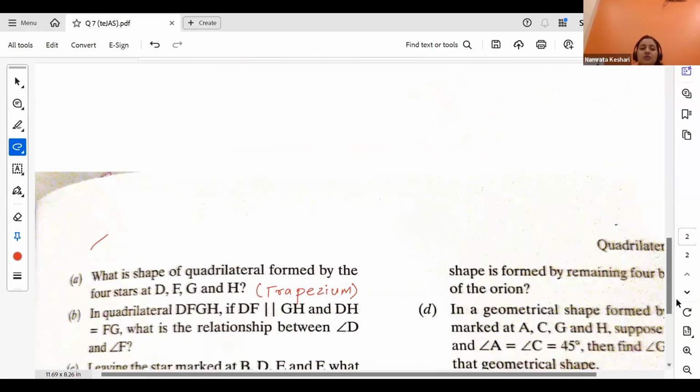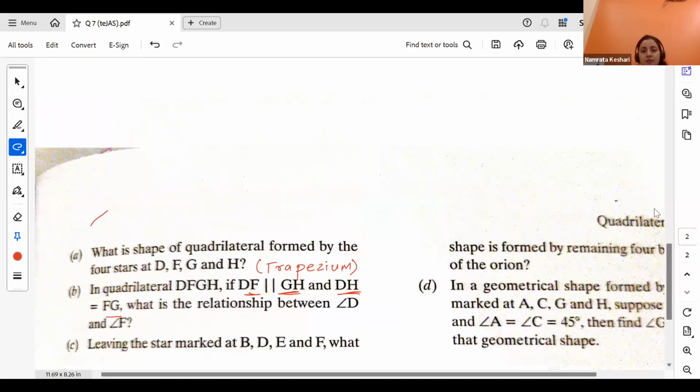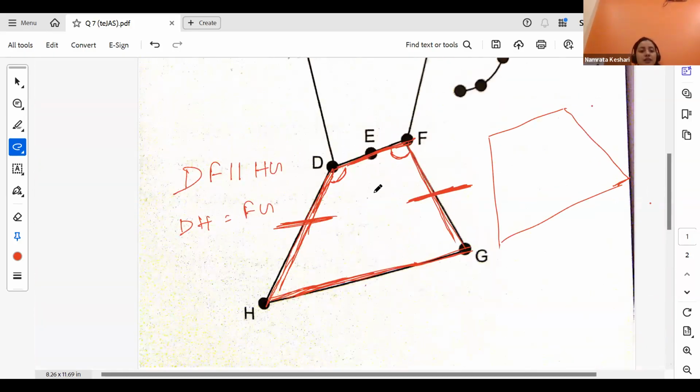Next question is saying that, I have not read the whole story because again it is saying few stars are there which are placed like this. Okay, so the story is fine. We'll be focusing on the figure. No other information is given. Part B says that in this quadrilateral, DF is parallel to GH and DH is equal to FG. So what is the relationship between angle D and angle F? It is asking. Okay, so we can understand it is a trapezium, an isosceles trapezium. Why? Because it says that legs DH and FG are equal. So it is an isosceles trapezium.